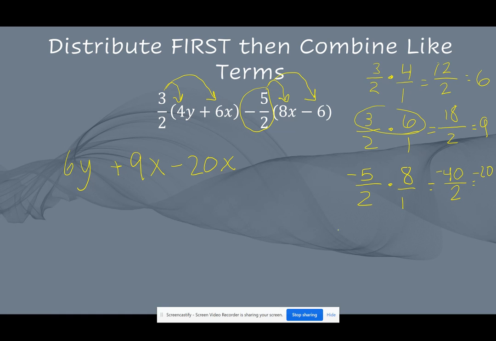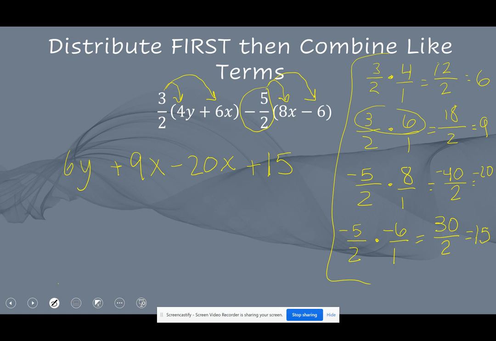Last fraction, we have negative 5 over 2 times negative 6. We put it over 1. Negative 5 times negative 6 is positive 30. 2 times 1 is 2. So we get positive 15. And that one doesn't have a variable with it. So look at that, all of our fractions are gone now. So if you just do this step by step like this, it's not too bad.